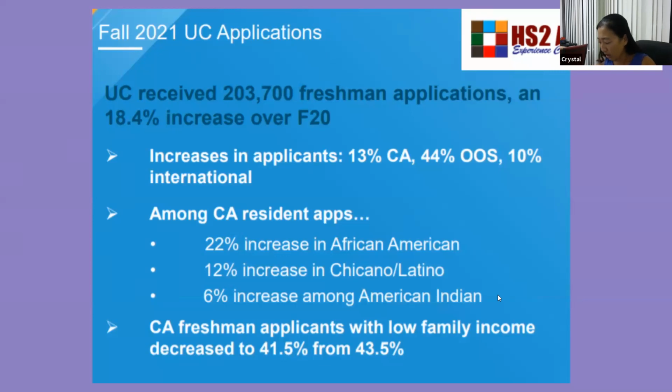The UC overall, although they had a big increase in applicants, the biggest jump was actually in out-of-state applicants. You can see that that's at 44%. So that means a 44% increase. However, the UC system reported that they had an all-time high number of admitted California freshmen. So they accepted over 84,000 students just from California.